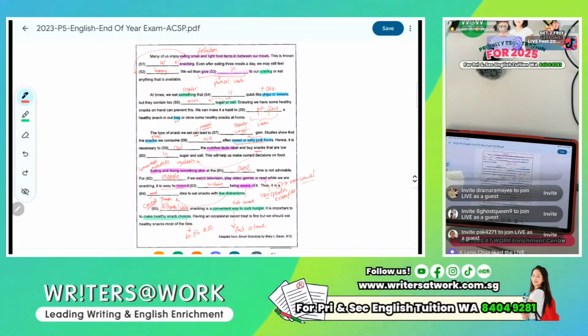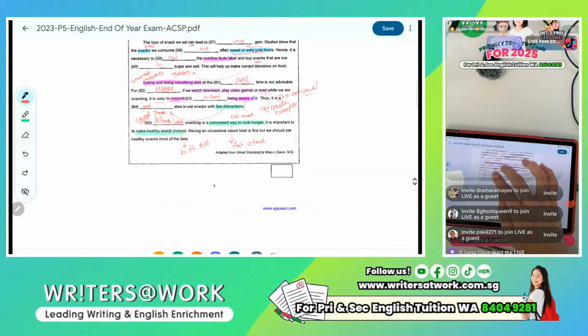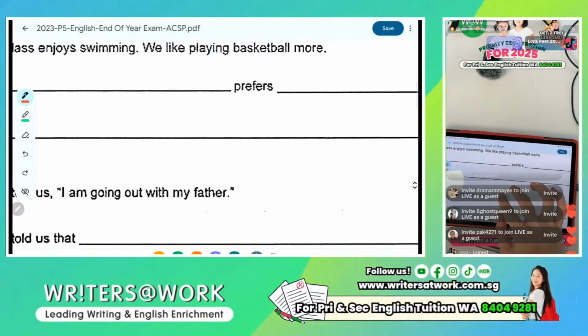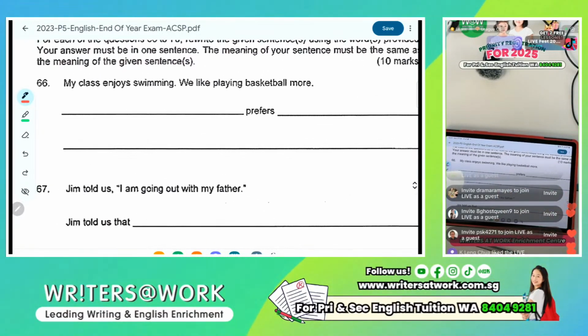If there are no further questions by anybody, let's take a look at our synthesis and transformation. First question. My class enjoys swimming. We like playing basketball more. So firstly, we need to identify. So which activity do you like more? Basketball. Then swimming. Next thing, we take a look at the keyword prefers.